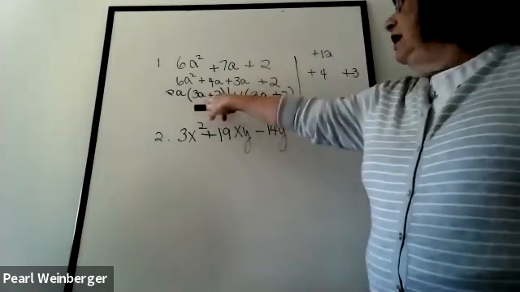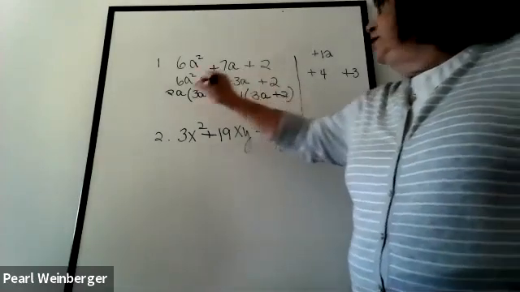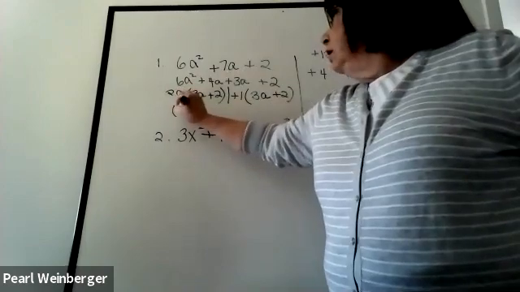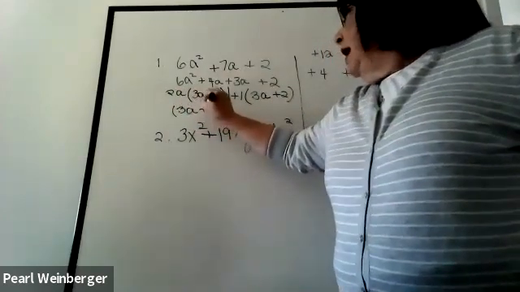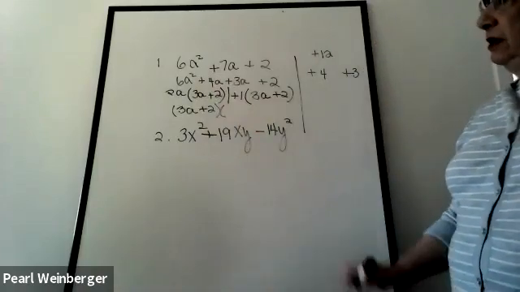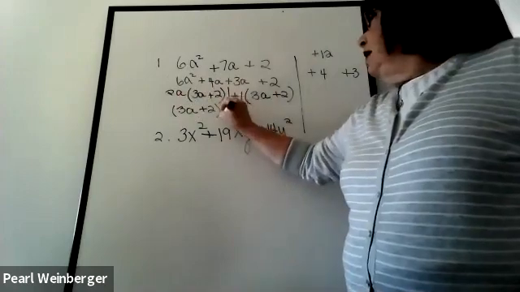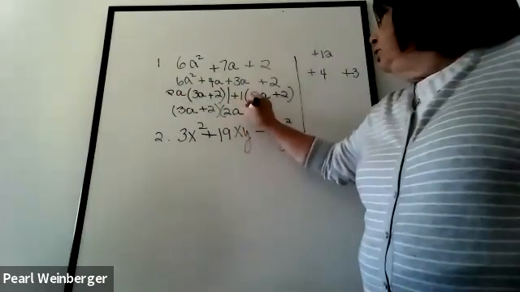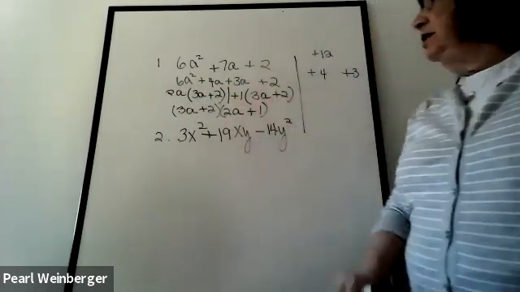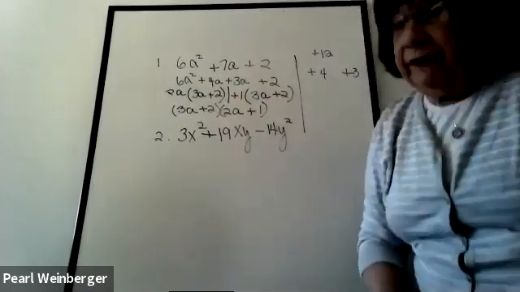And now we see that our common binomial factor is 3a plus 2. And the second factor goes into the second binomial: the 2a and the plus 1. And I did see that there were several people that did get this answer on the chat. Very good.